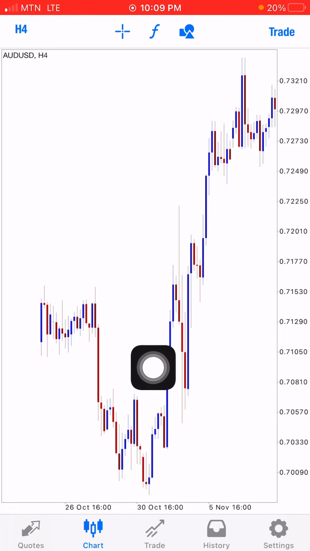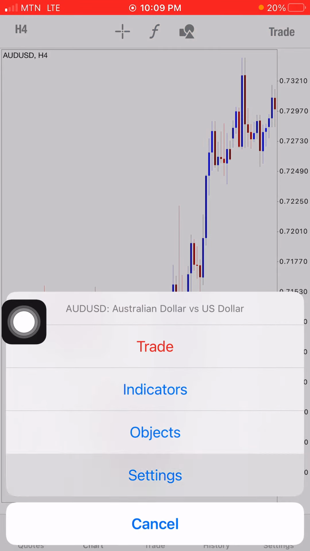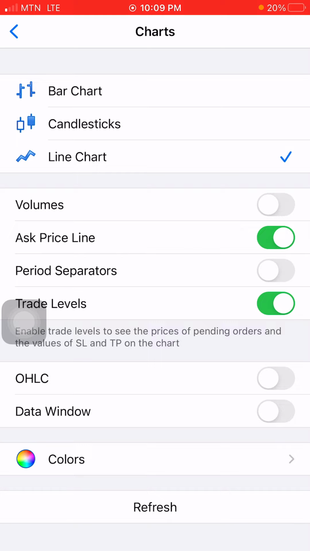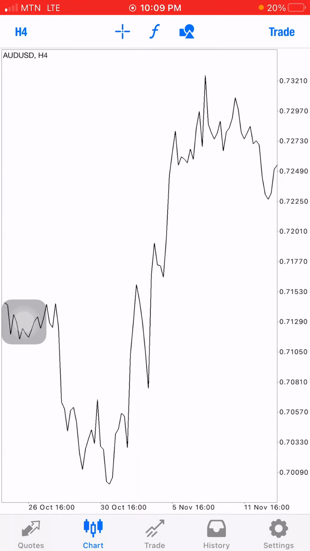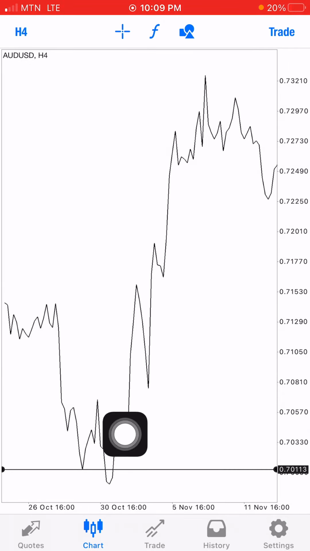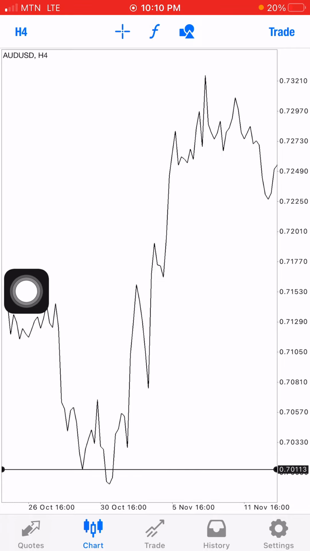So let's plot the structure of this pattern. This is how I do it. I'll first switch to line chart and select my horizontal lines to plot the structure of that pattern. I'll first plot the two bottoms. Very good. And I'll plot this small pullback over here.